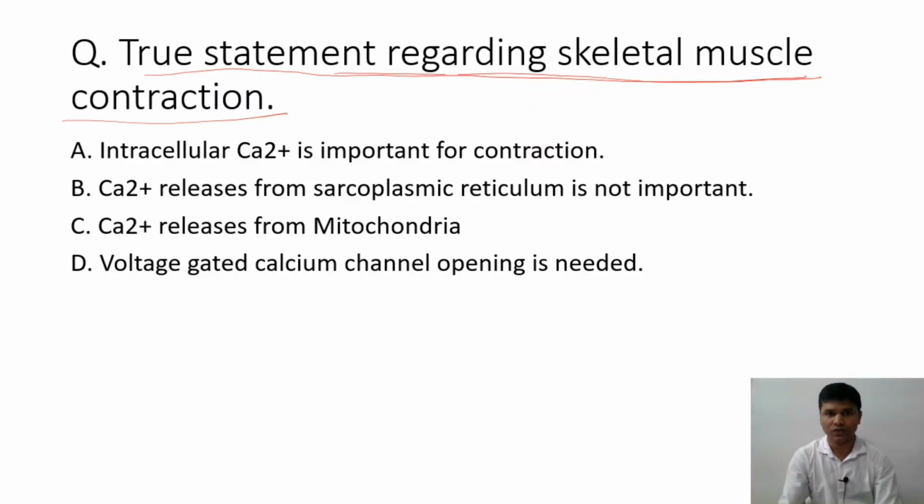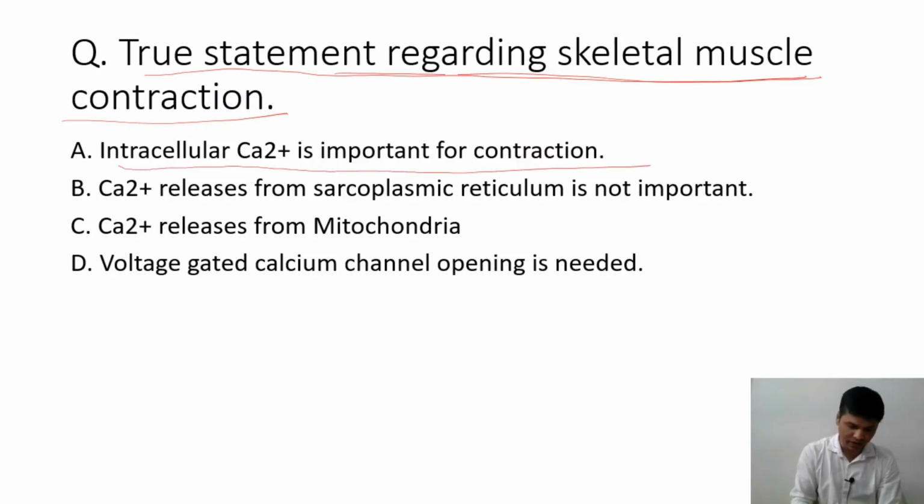Here the question is the true statement regarding skeletal muscle contraction. Here intracellular calcium is important for contraction. Yes, intracellular calcium is very important for contraction, because this intracellular calcium will be released, and that will help in the contraction. So that is right, it is true. We are looking for the true statement, so that is the true statement.